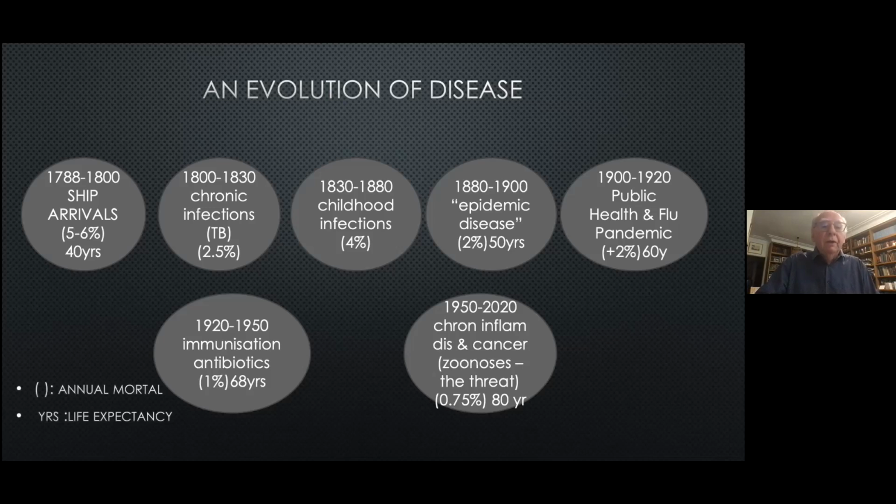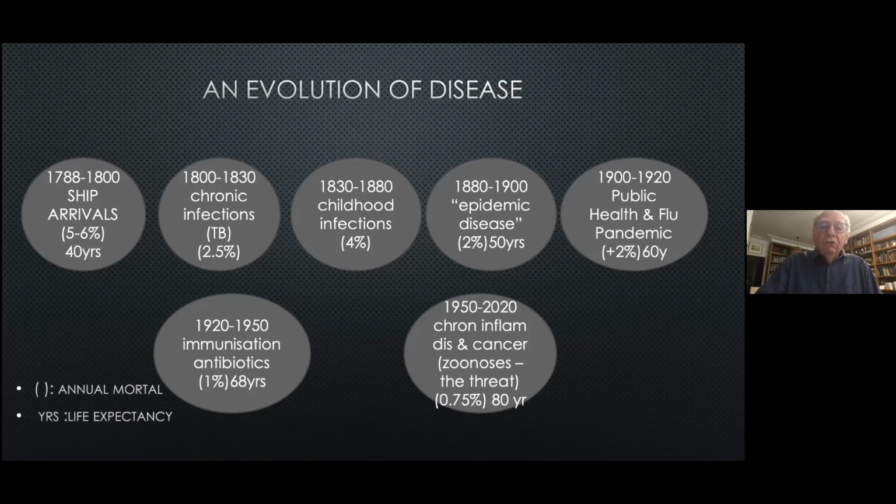But this was a period when immunisations became available for children and antibiotics were developed in the 40s and 50s. And so we find overall, particularly towards the end of this period, that the mortality rate had again dropped and now down to 1%, and people were living to 68 as the mean age. And then we jump to the modern era between 1950 and 2020, where we start getting people now dying from chronic inflammatory disease and cancers, and the mortality rate had dropped even further to 0.75%, and all of a sudden we're living an average age of 80.